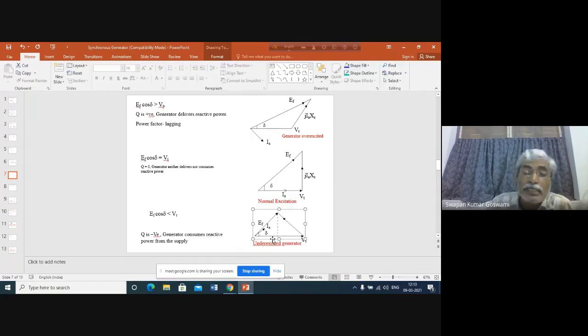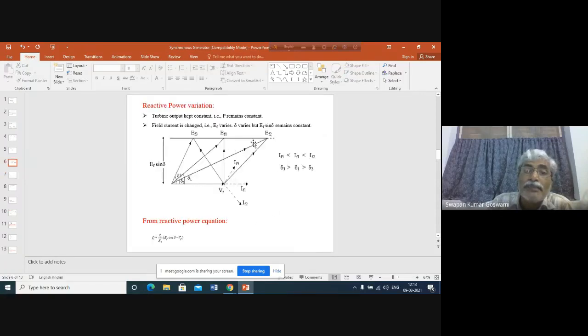Let us see first how to reduce the field current. You see that if the field current is reduced, what is happening to delta? If we see this one, with the increased field current it is delta 1. Field current is decreased, delta 2. Field current is decreased further, delta 3.